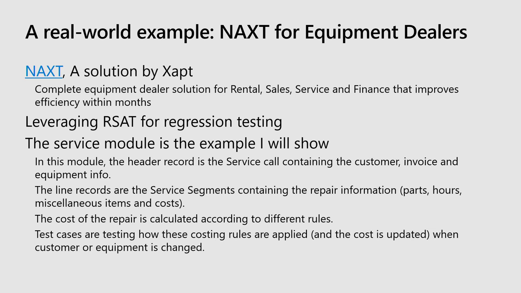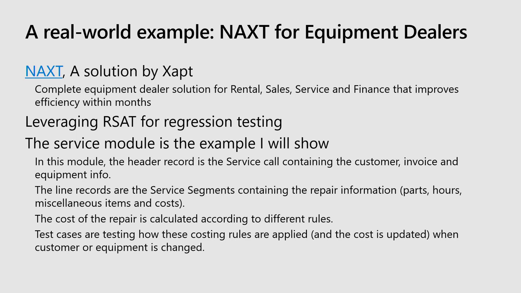We're testing, I'm going to show right now, their service module. In this module, the header record in the service is the service call containing the customer, the invoice, and the equipment info. And the line records are the service segments containing the repair information like parts, hours, miscellaneous items, and costs. The cost of the repair is scheduled according to different rules. And the test cases are testing how these costing rules are applied. So they have used RSAT to cover all their end-to-end cases for this.